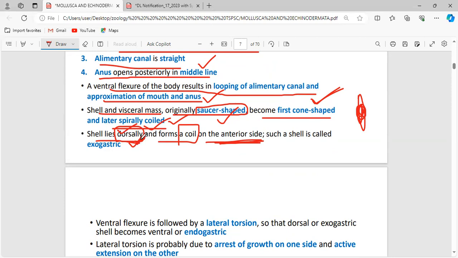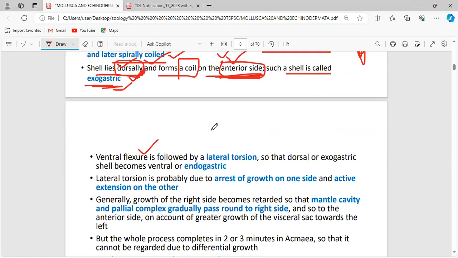You know that dorsal means the upper part of the body, and if the shell forms a coil towards the head region, that is the anterior side, such a shell is said to be exogastric. Okay, what does exogastric mean? When the shell lies dorsally and on the anterior side, then that particular shell is said to be exogastric. When ventral flexure is followed by a lateral torsion so that the dorsal or exogastric shell becomes ventral and endogastric, which means what?